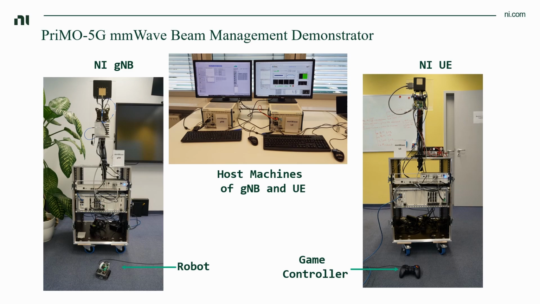In the middle, you can see the host machines. They are used for system configuration, visualization, antenna array control, monitoring, beam visualization for both sides of G-Node B and UE, and the link statistics on both sides.